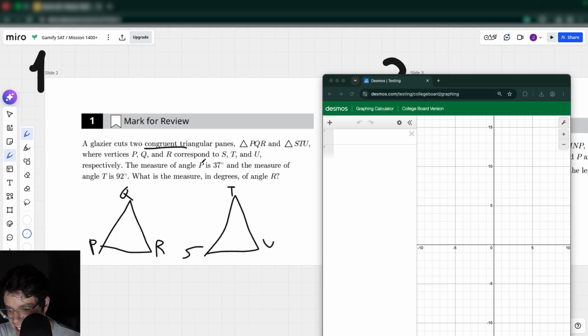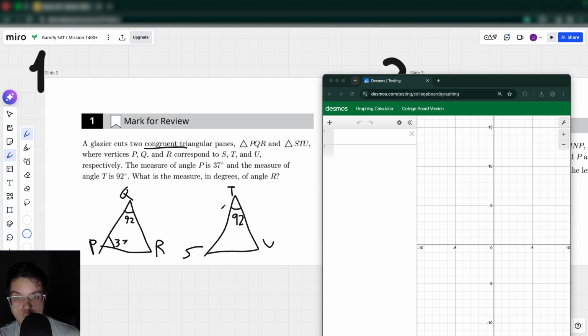Okay, so it says here the measure of angle P is 37 degrees. So that'd be 37. And then says the measure of angle T would be 92 degrees. How would you find the measure of angle R over here? Well, the thing to know with this is that since they are congruent, you just know that this angle over here must also be 92 degrees. Because again, that's just how congruency works. It's the same as if they were similar. They would have the same exact angles in the same places.